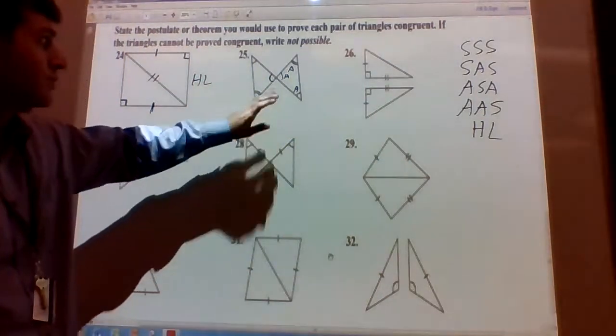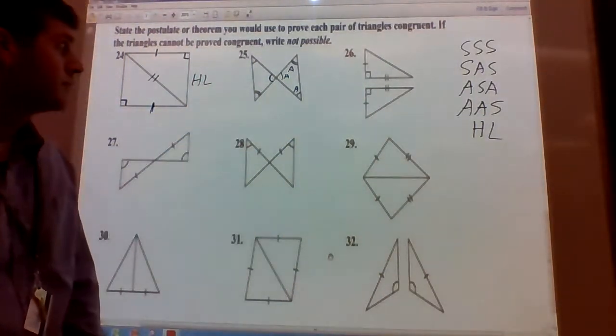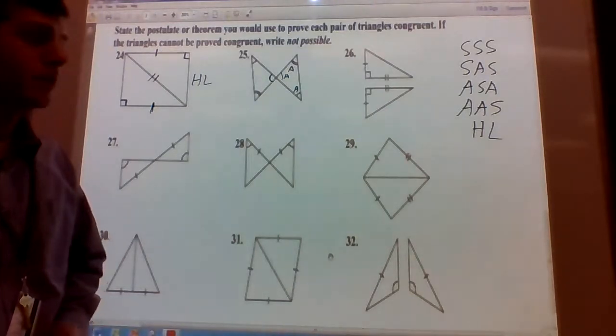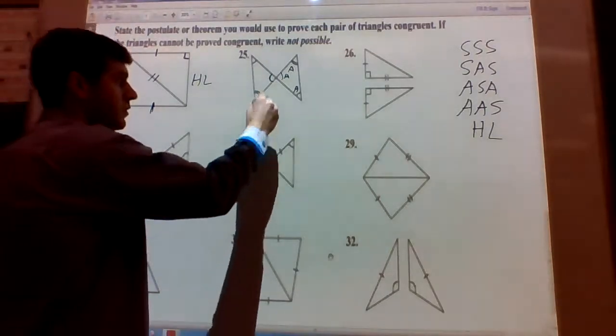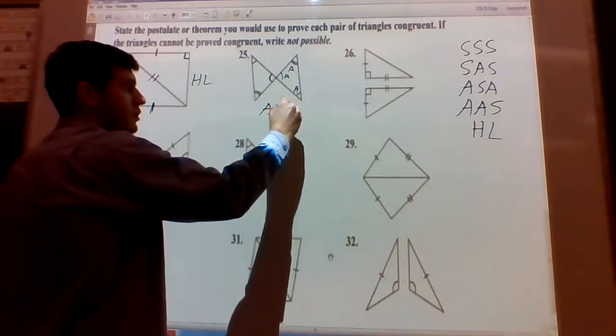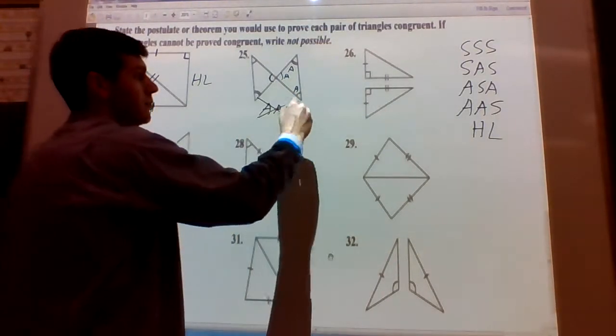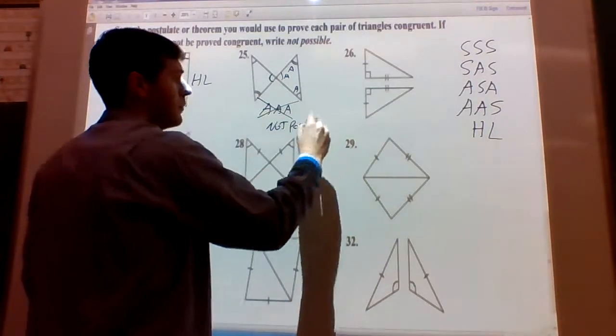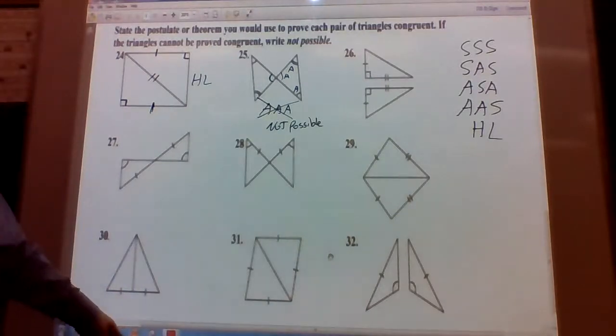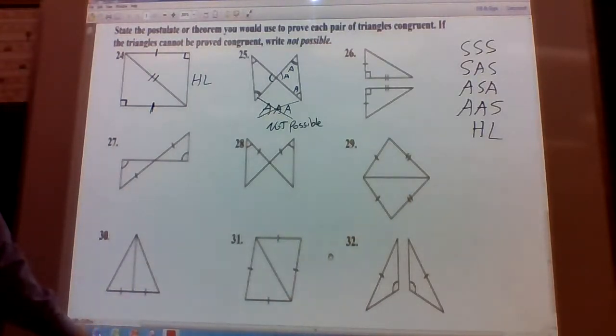I mean, one of these may be a right angle, but there's no information that would tell us that it's a right angle, so we can't assume that. So we have angle, angle, angle, which does not work, so not possible. Again, they may be congruent. We just don't have enough information to determine that.